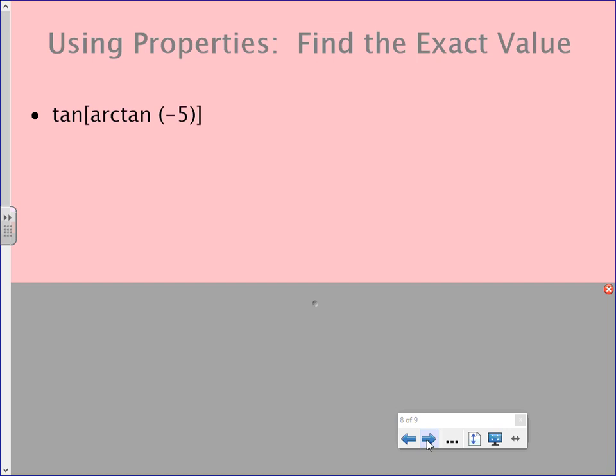First one, the tangent of arctangent of negative 5. When we have unit circle values, these problems are more straightforward. When we have values that we don't have memorized from the unit circle, then we have to think outside the box a little bit. Now, since this is an input for arctangent, it's a ratio. What needs to be true about the ratio for arctangent in order for these to be able to cancel each other out?